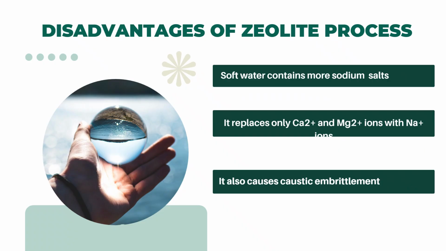Let us see the disadvantages of the zeolite process. This treatment replaces only calcium and magnesium ions with sodium and does not replace other ions. So, the zeolite process produces soft water only. Also, this soft water contains more sodium salts than in the lime soda process. It causes boiler trouble sometimes. When sodium carbonate hydrolyzes to give sodium hydroxide, it also causes caustic embrittlement.